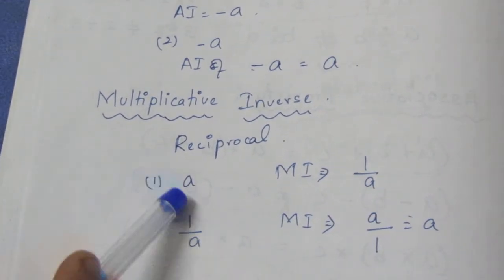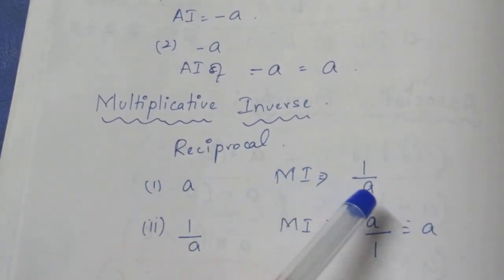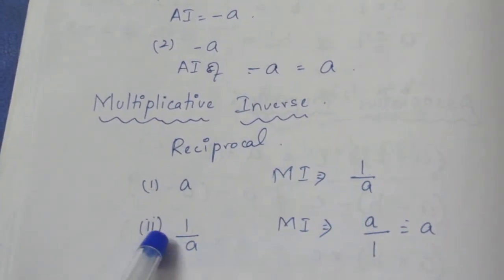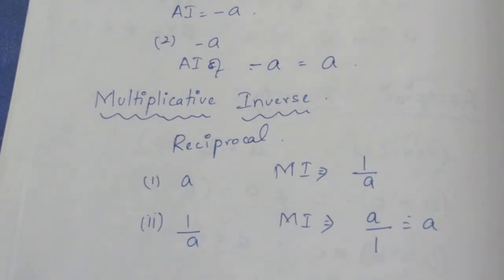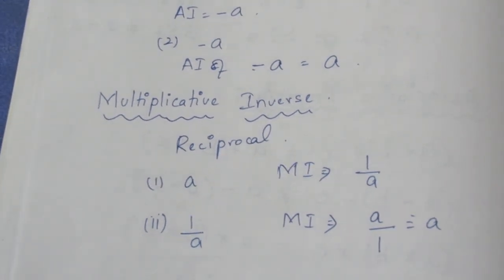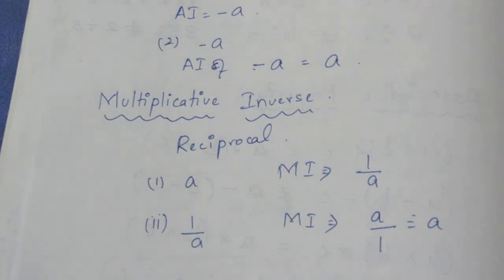If there is a minus sign, minus a, then we need to write minus 1 by a. Same way, minus 1 by a means it is minus a. So there is no change in the sign. If it is given positive, write it as positive. If it is given negative, write it as negative, but change into the reciprocal. Remember that if there is no number in the denominator, we need to write by 1, and then we need to change it to a reciprocal.